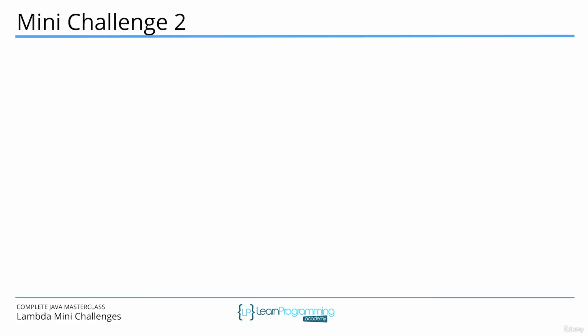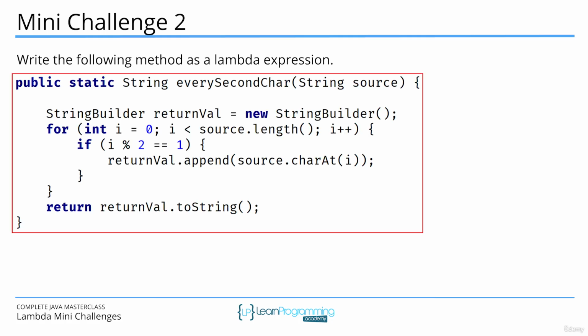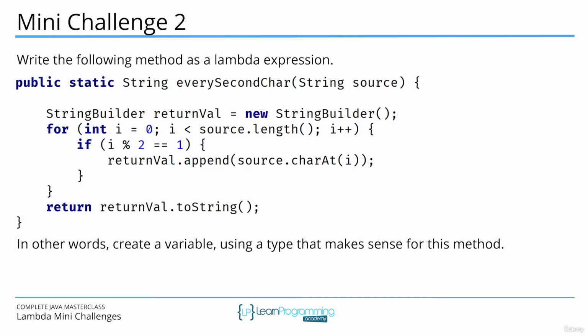Mini challenge 2. Write the following method as a Lambda expression. In other words, create a variable using a type that makes sense for this method. Don't worry about executing it though, try that out and I'll see you when you get back. Pause the video now.